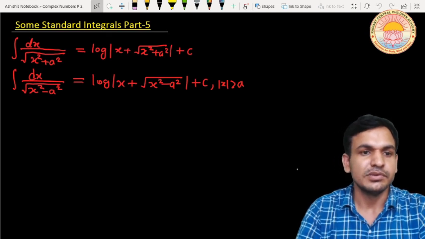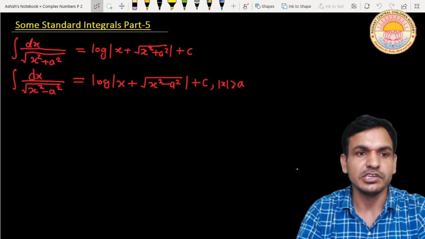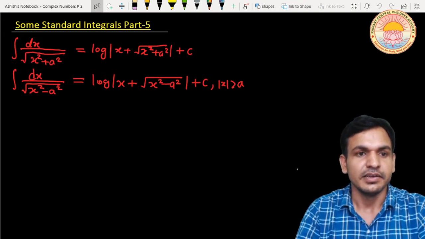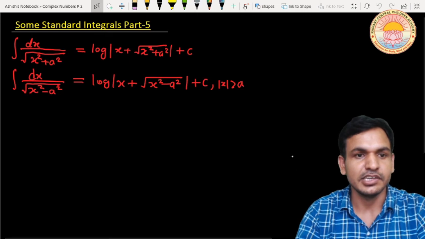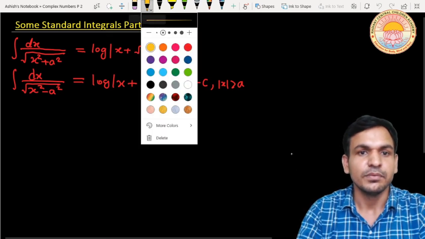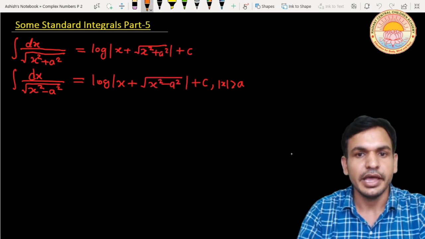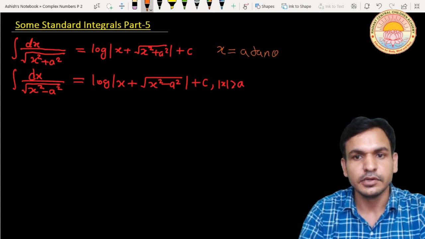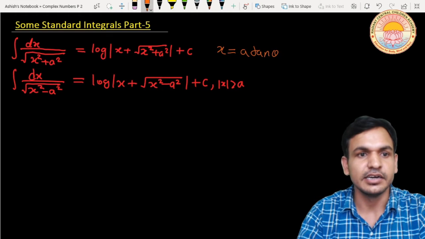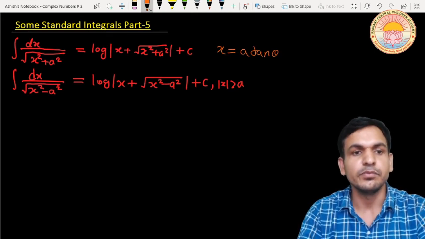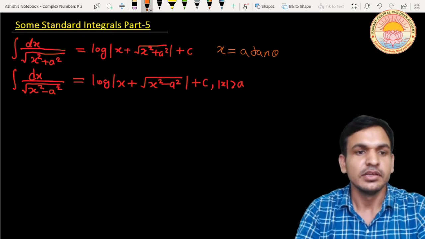You can substitute x is equal to a tan theta in the first integral to prove this integral. We know that if there is an expression x square plus a square and we want to substitute anything, we can substitute x is equal to a tan theta. Substituting x is equal to a tan theta in this integral, it will get changed into some standard integral from where you can integrate it.